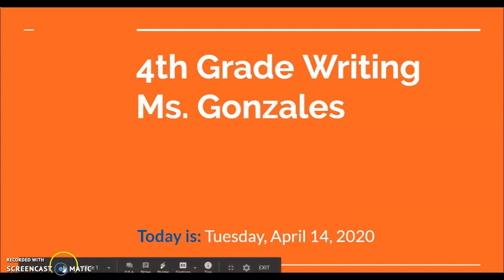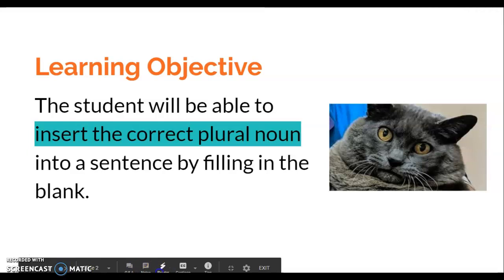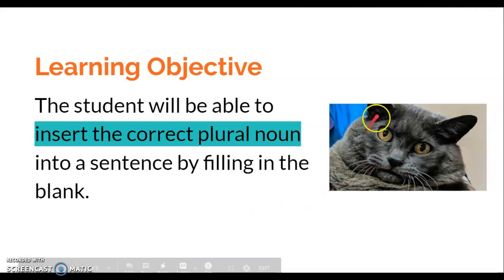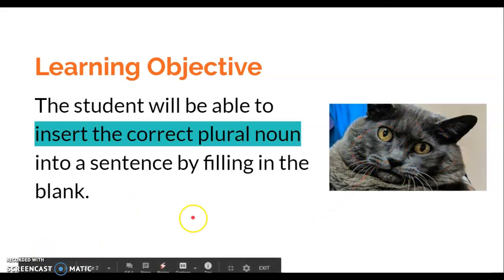Let's take a look at our objective for today. Look at that cat right there. That's not Mr. Fat, for those of you who know my cats. That's not Tiny either. That's just a really fat cat I found online.